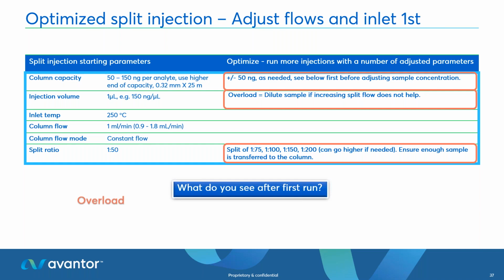And then if it's really not working, then start to look at the sample prep process and adjust the concentration. But if you're still not getting anywhere with this, then maybe it's just going back and assessing what's wrong and why the column is struggling to take on the sample.